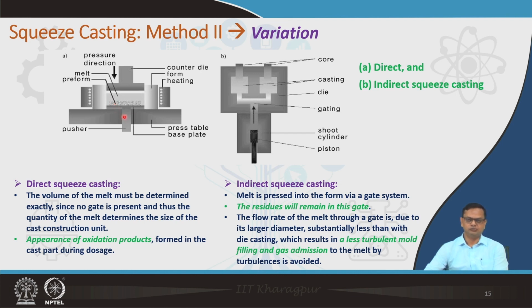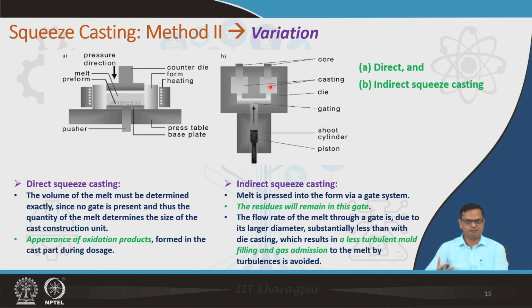So now, what are the advantages of indirect squeeze casting? In the melt there will be some amount of oxide formation. Whatever you do, it is difficult to avoid oxide formation in the melt, and that residue will remain in the gating system in the case of indirect squeeze casting. Also, as the flow gets divided into multiple channels, the turbulence of the melt would be less, and the lower the turbulence of the melt, the lower the chance of gas entrapment.